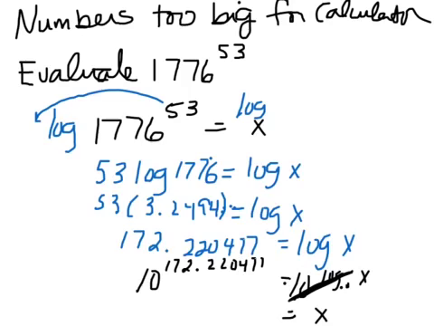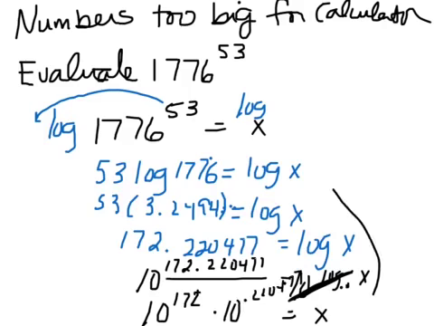Now, how does that help me? I have to remember that I know some things about exponent rules. I can split this exponent up into 10 to the 172 times 10 to the 0.220477. Now I'm going to keep my 10 to the 172, and what this is going to look like when I get done is something written in scientific notation. If you're using your calculator and following along like you should be, you should not just be watching and writing stuff down. You should be working it with me as I go.